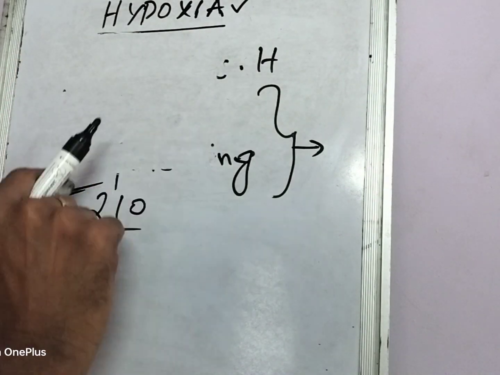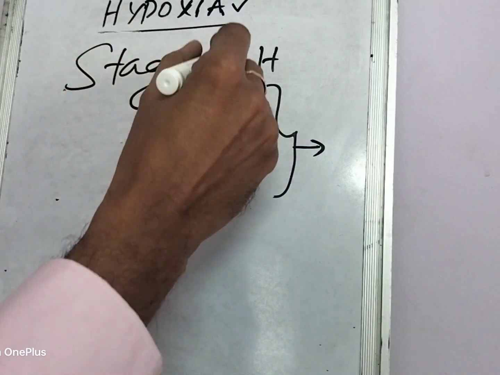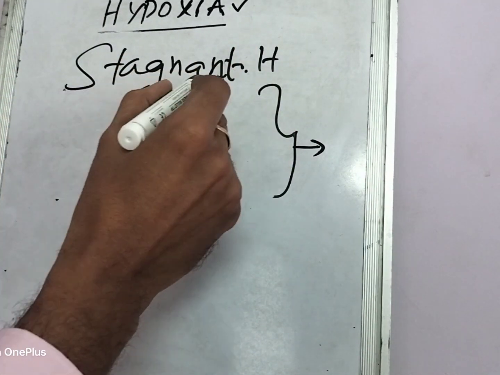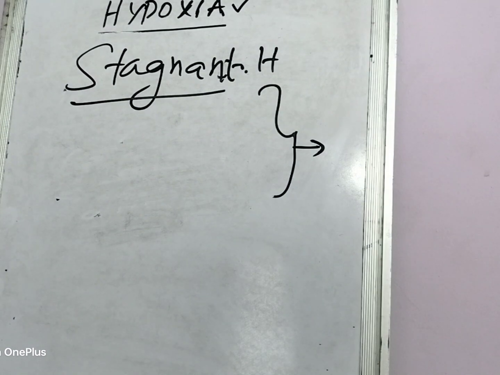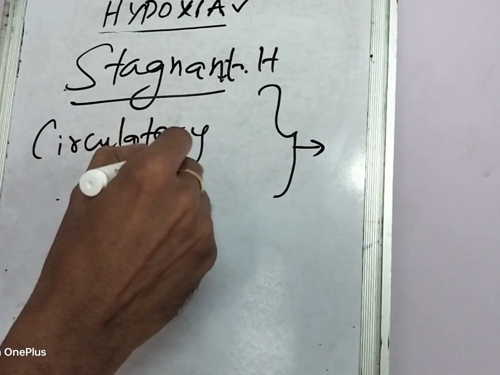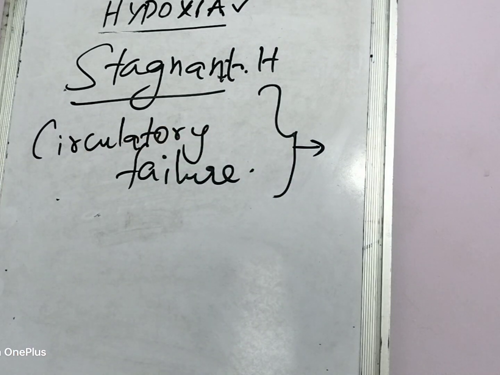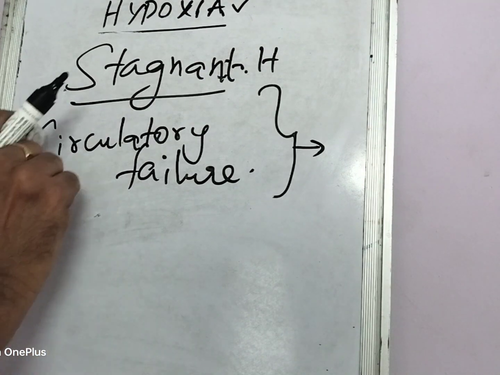The next is stagnant hypoxia. So stagnant means stagnation. So stagnation means when there is stasis of blood or when there is circulatory failure. And this happens when the heart fails. During cardiac failure, you will get circulatory failure. So the blood flow will be very slow, and it causes poor oxygen delivery to the tissues. So that is called stagnant hypoxia.